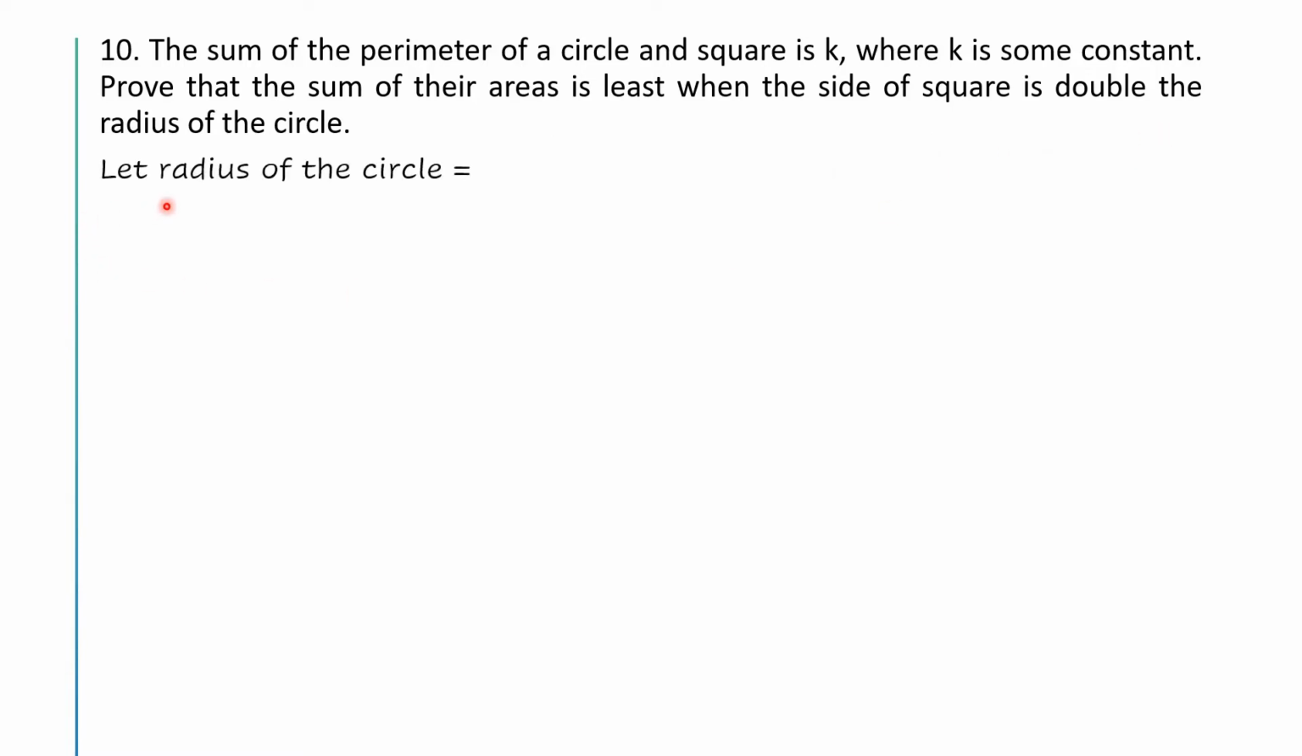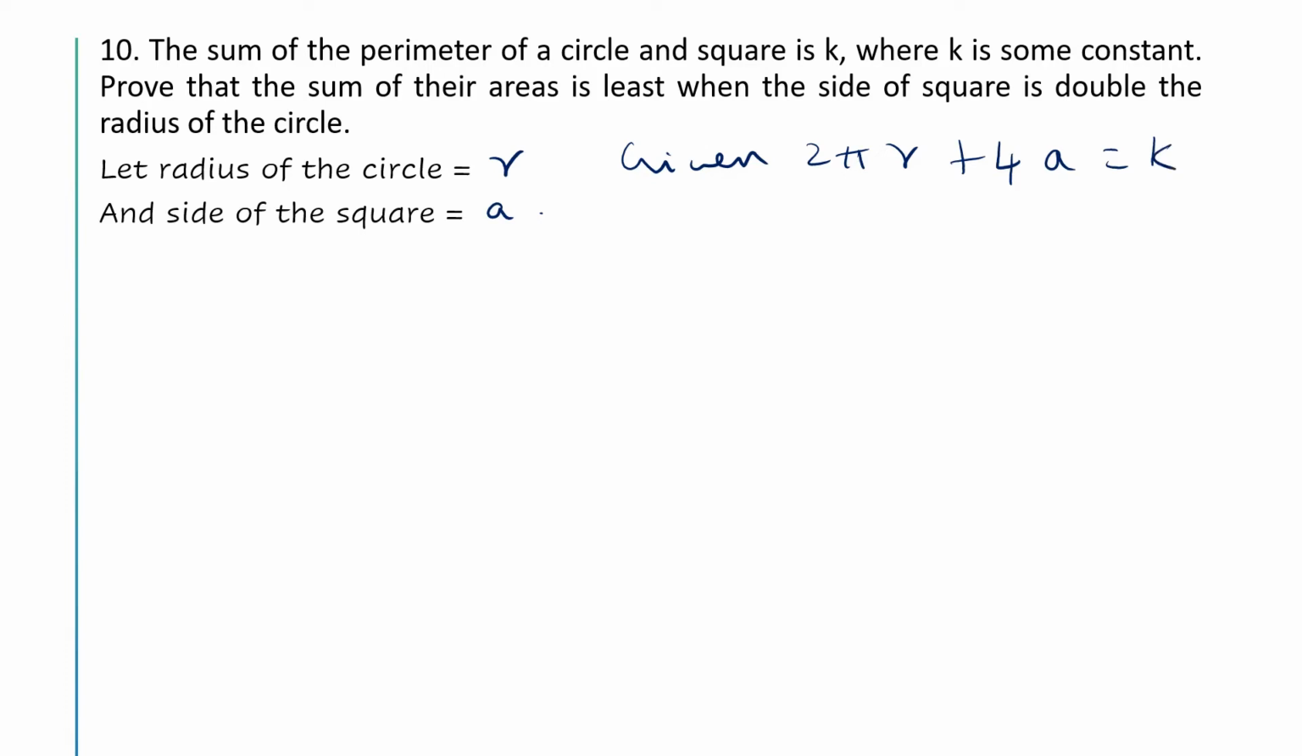So first let us take that the radius of the circle be r, and the side of the square as a. So it is given 2 pi r plus 4a is equal to k. That is the circumference of the circle and the perimeter of the square is equal to some constant k. Or from this we have a is equal to k minus 2 pi r divided by 4.